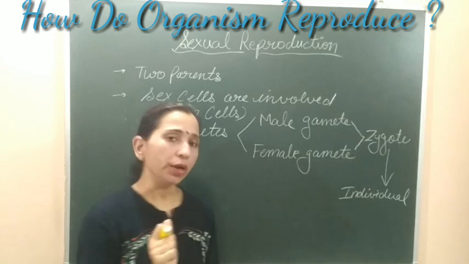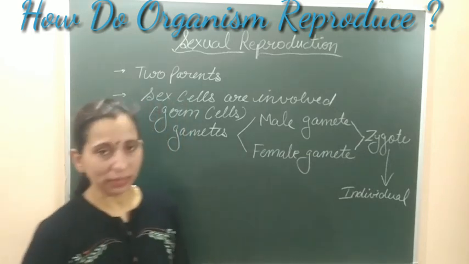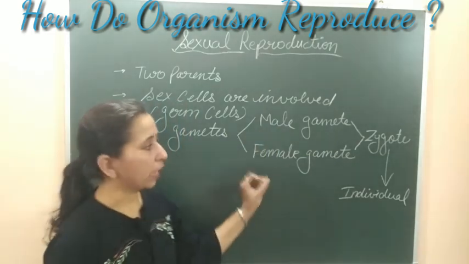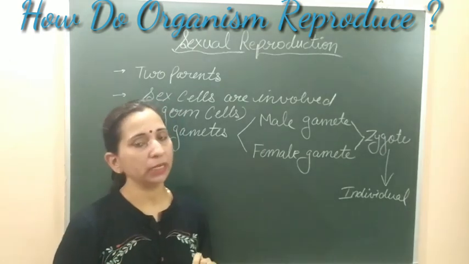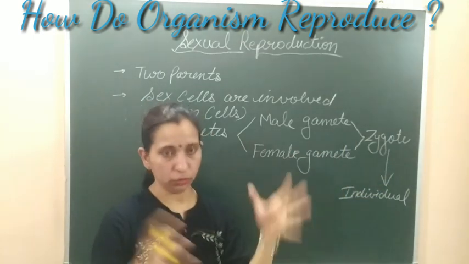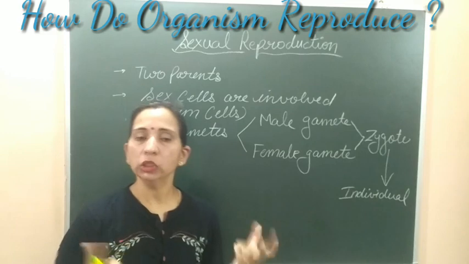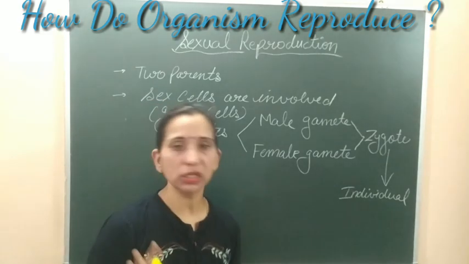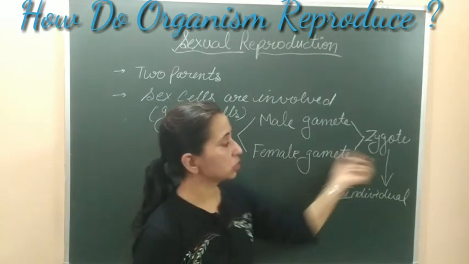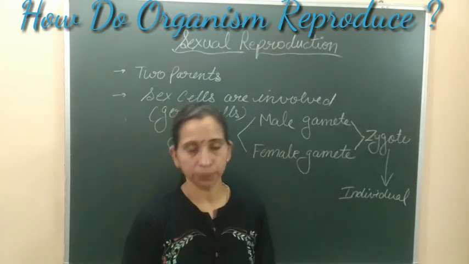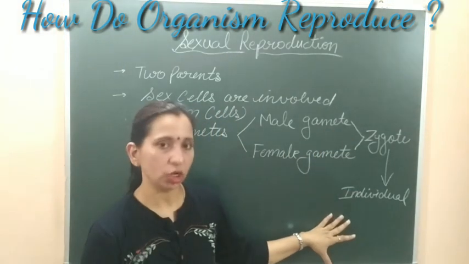Now the important thing we need to understand is that two types of gametes are formed, male gamete and female gamete, and they are fused together. The fusion of the two takes place. This process of fusion is known as fertilization. Due to fertilization, the structure which is formed is the zygote. I think you have understood up to here.